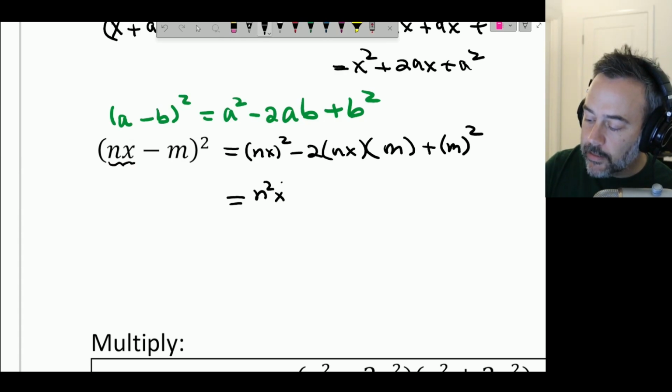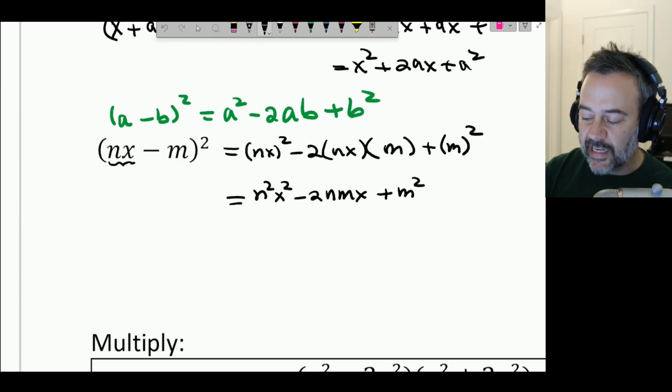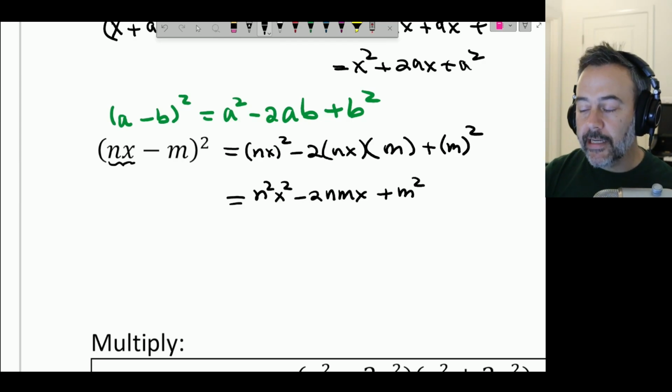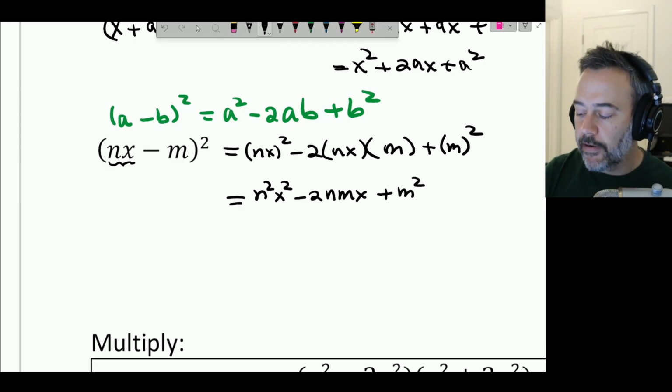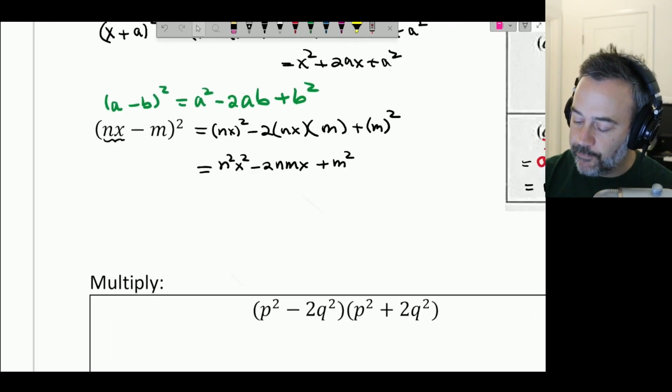n squared x squared minus 2nmx plus m squared. I'll assume in context that x is probably the variable, and n and m are likely fixed constants or fixed real numbers. They're not variables. We just don't know what they are. They could be any real number, but x is actually our input variable to the expression.